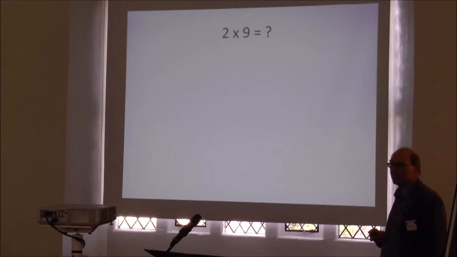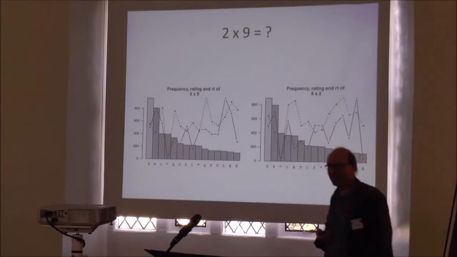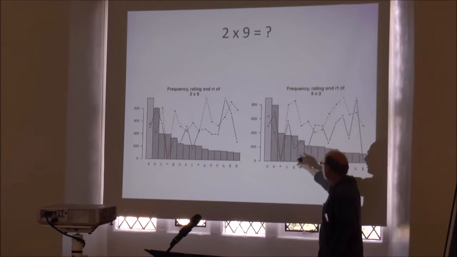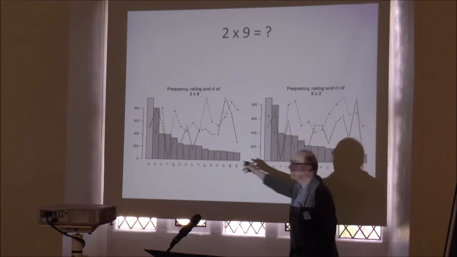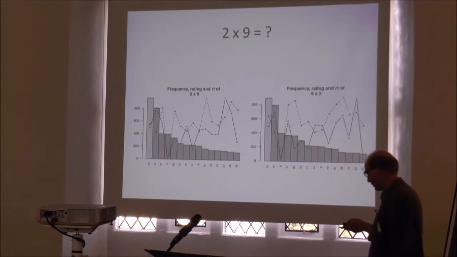So what do you expect to be the most frequent error on 2 times 9? 19. So it's just one wrong. And then 16, 17. It's also interesting. This is 2 times 9. This is 9 times 2. And you see that the error categories are really the same. So that's another indication of the reliability of error analysis in this case.